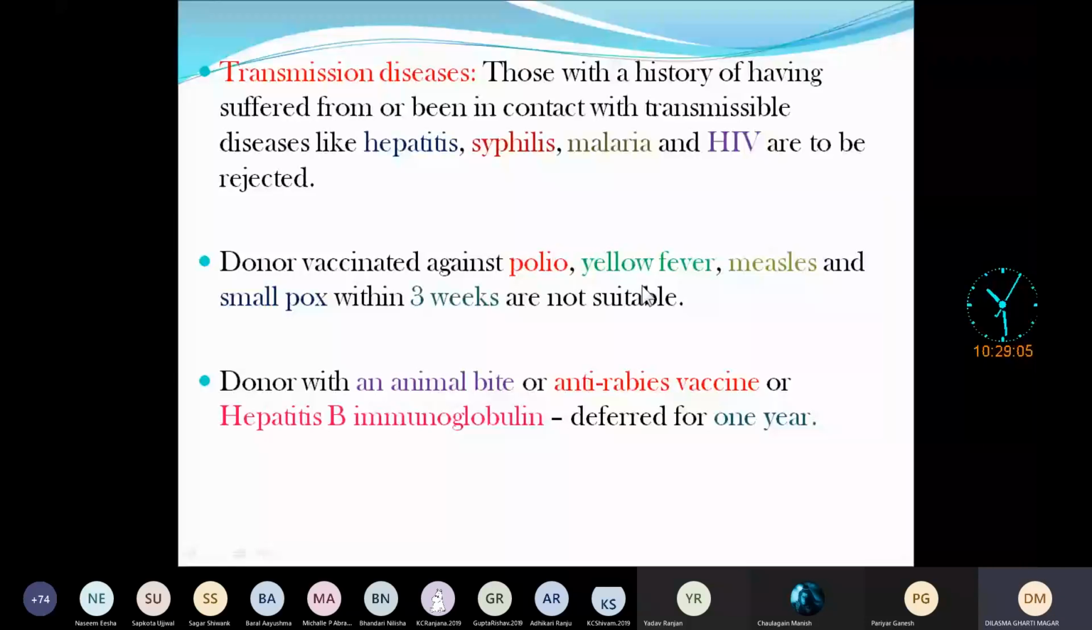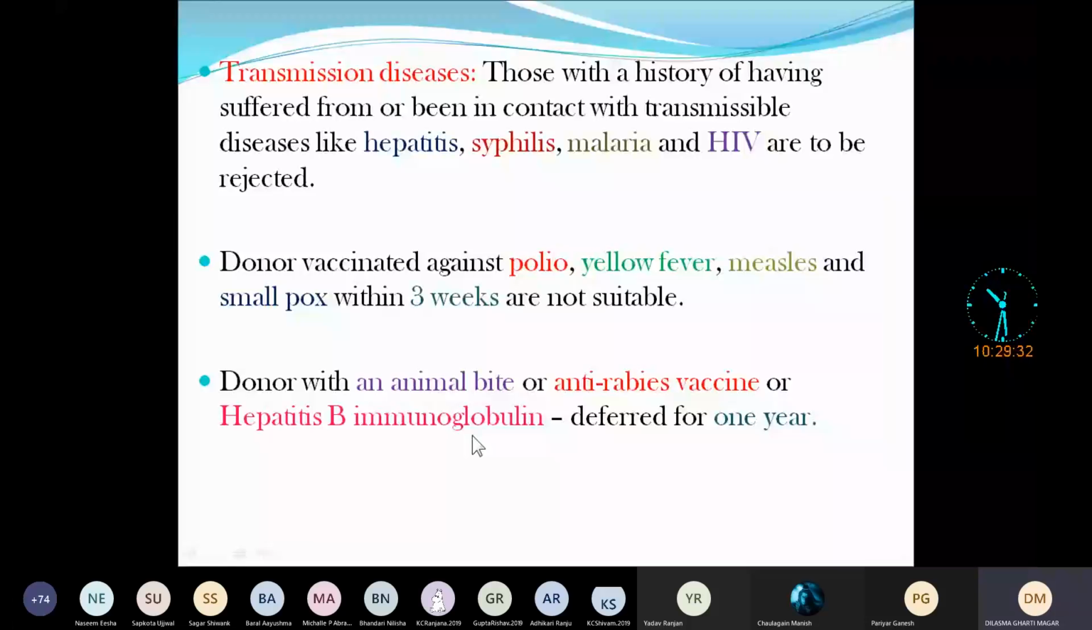Yellow fever is mainly there in the African countries. And measles, smallpox, they cannot donate within 3 weeks. So the donor with an animal bite or the anti-rabies vaccine: if some animal like a cat, mouse, or dog bite is there, or if a person is taking anti-rabies vaccines or the hepatitis B immunoglobulin, we should not take the blood from these persons for 1 year.